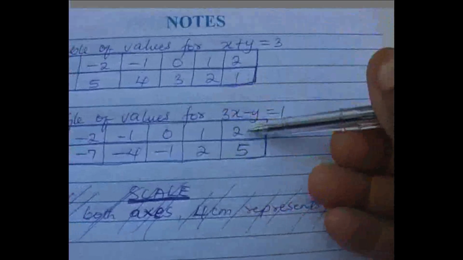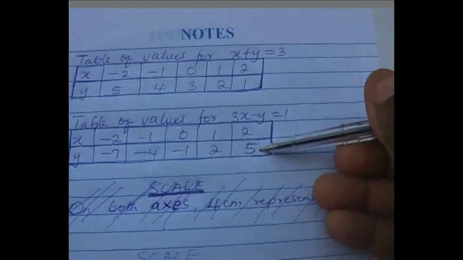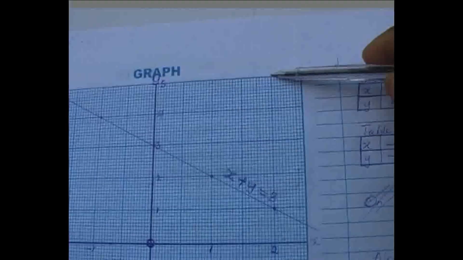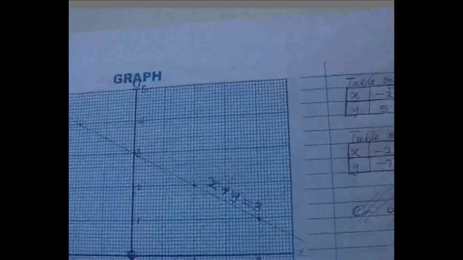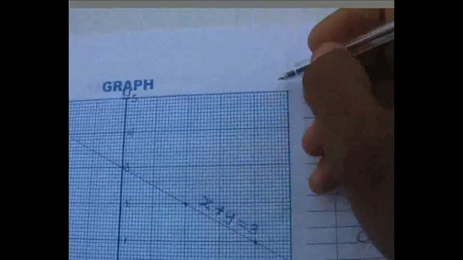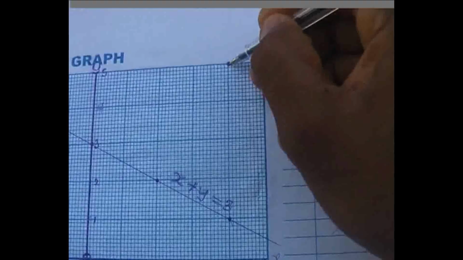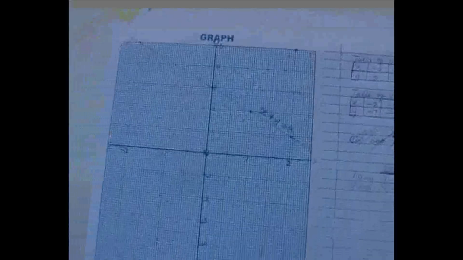Now the last is 2 for value of x and 5 for value of y. Look for 2 as value of x. This is 2, and 5. Look at 5 for value of y. So join the lines, this line and this one. They meet here. So put your point, which is the last point, here. So you can see the points we joined.